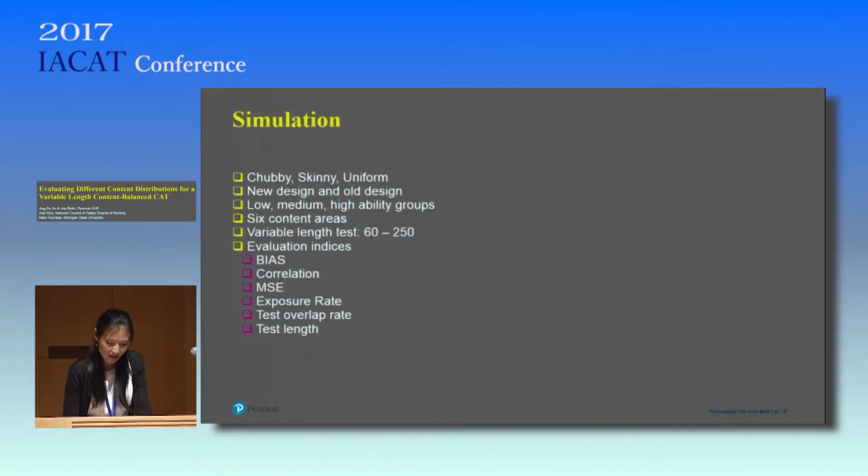Okay, so here is the summary of the simulations. Overall, we have three different pools: chubby, skinny, and uniform. We have two different designs: new design and old design. And we have three different ability group levels: low, medium, and high. And we have six content areas. And the test is variable length. The minimum is 6, and the maximum length is 250. And the following are the evaluation indices.